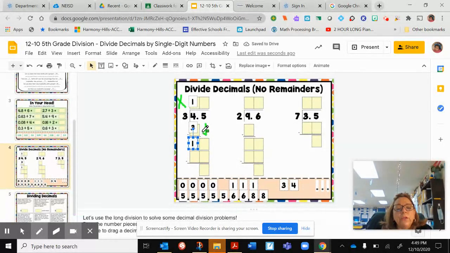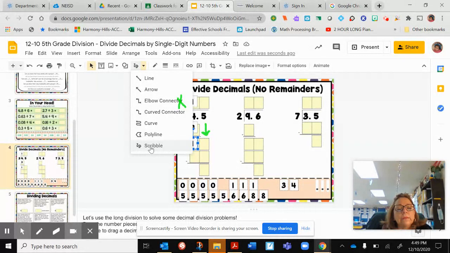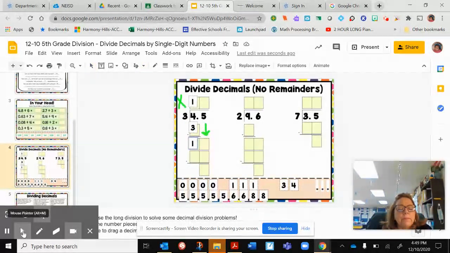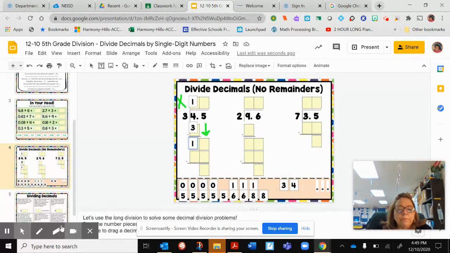You probably have to use your squiggler or your scribbler, which is here. You'll find that right here. Your scribbler. Draw that there, and then you can just draw your arrow if you want to, just so that you remember, it brings it down.